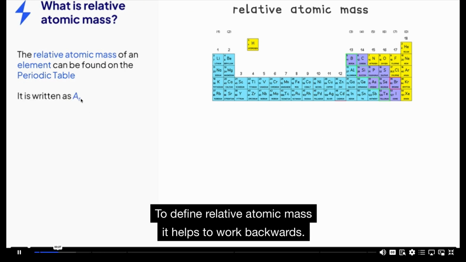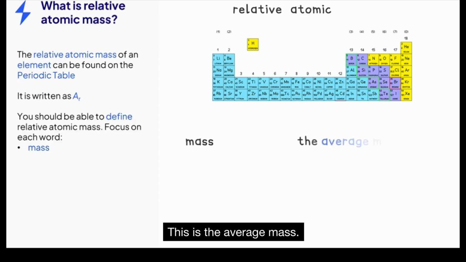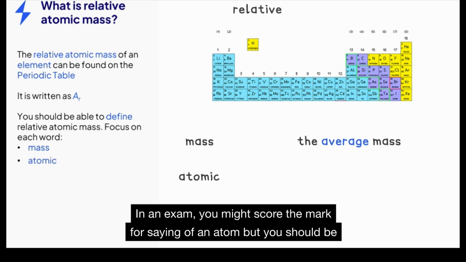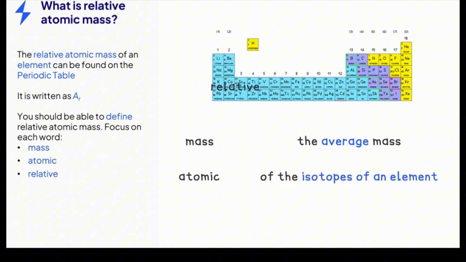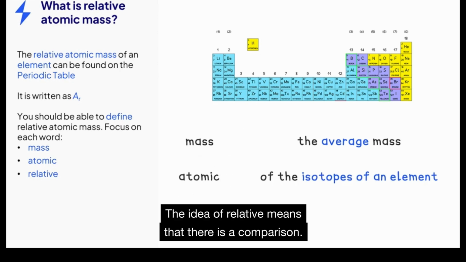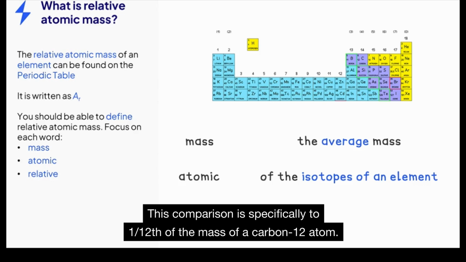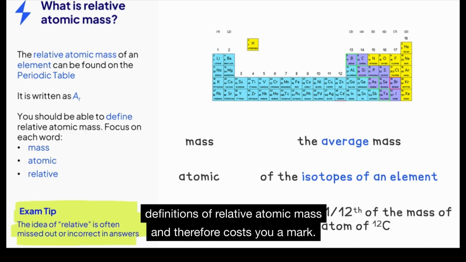To define relative atomic mass, it helps to work backwards. Mass. This is the average mass. Atomic. In an exam, you might score the mark for saying of an atom, but you should be saying of the isotopes of an element. Relative. The idea of relative means that there is a comparison. This comparison is specifically to 1/12 of the mass of a carbon-12 atom. This is quite commonly missed out or incorrect in people's definitions of relative atomic mass, and therefore costs you a mark.